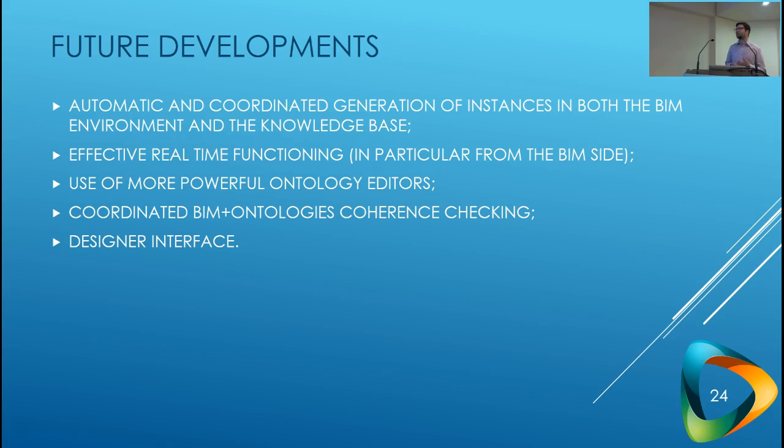Then we have to use more powerful ontology editors. We used Protege in the first step. It's an open source ontology editor, but it still has some limitations. We also have to assure coherence checking between the two environments, because sometimes you perform an operation and then one of the two environments says that something is not coherent with the approach. And at the end, we would like to design an interface that doesn't look like Windows 95.